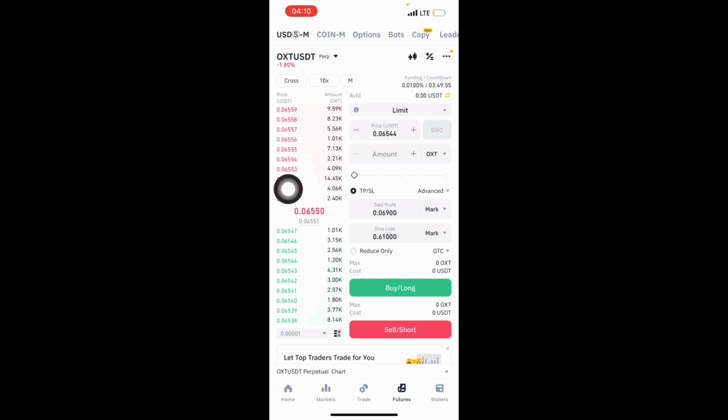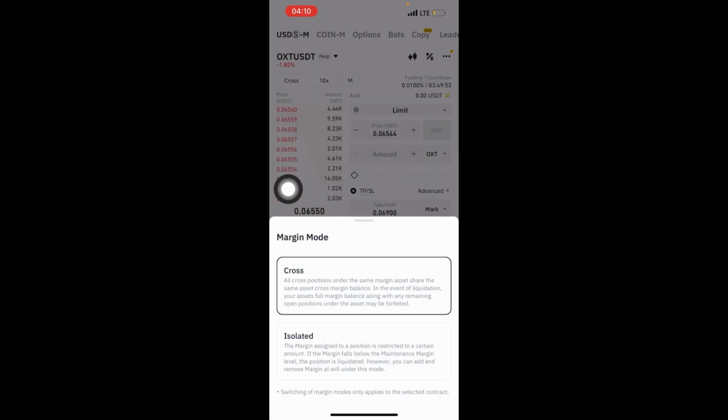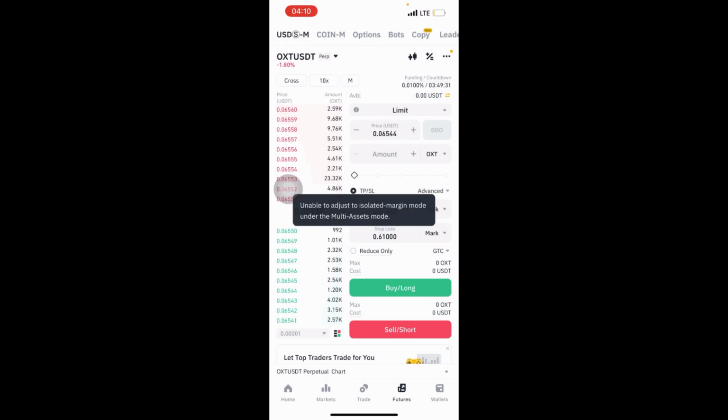So we see that we have here cross and isolated. Cross means that if I have $50 in my account and I'm using $25 to trade on futures, if I'm still in the trade and my money is down, it will cross to the other money in the futures wallet. But when it's isolated, the money that you use to face the market, when it's done, it's done. You are off the market.